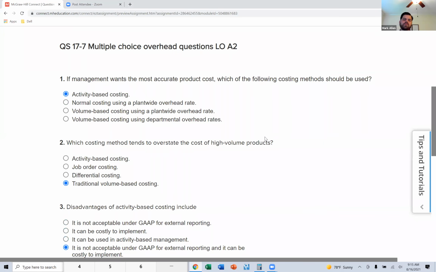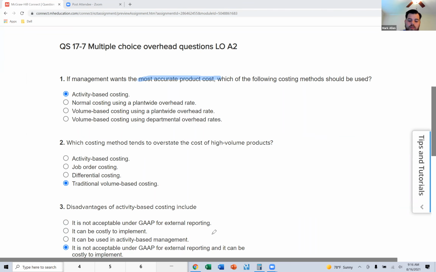In this case, they're just giving us some more multiple choice questions. In number 1, what we see is, if management wants, so what do they want? They want the most accurate product cost. So which of the following methods should be used?